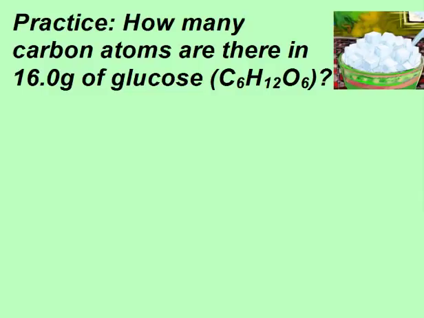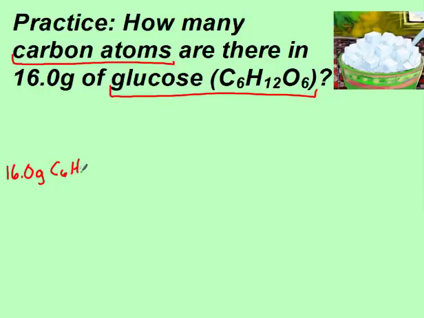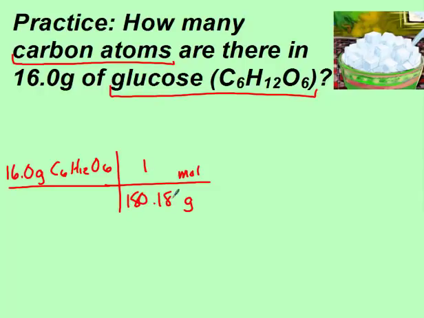These next 2 problems are a little bit trickier because notice that you're starting with glucose, but you're trying to get carbon atoms. So we'll see why that's different at the very end. So the first step, we're going to start with our 16 grams of glucose. Since we have grams, we have to convert those to moles. And 1 mole is always equal to the molar mass. We have 6 carbons, 12 hydrogens, and 6 oxygens. So that's 180.18 grams.